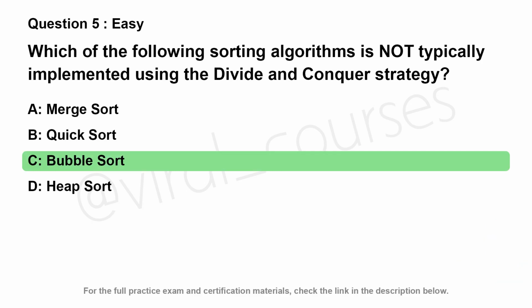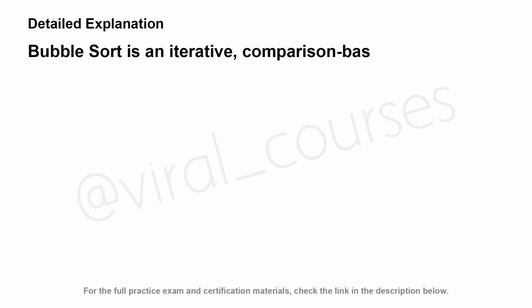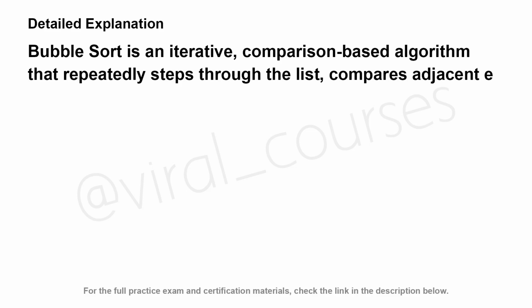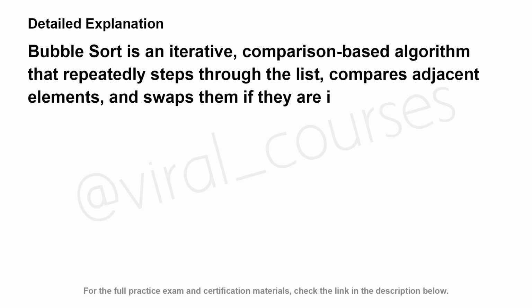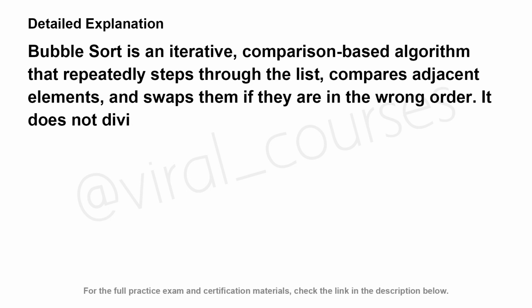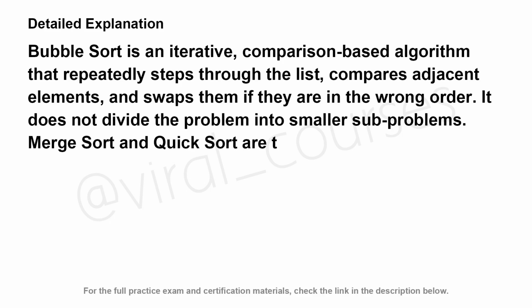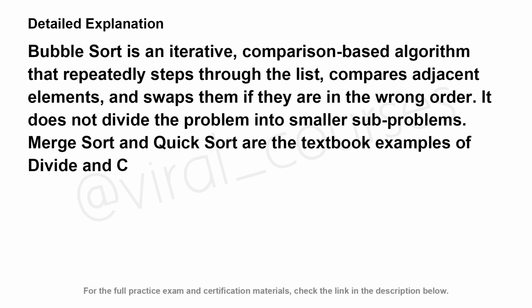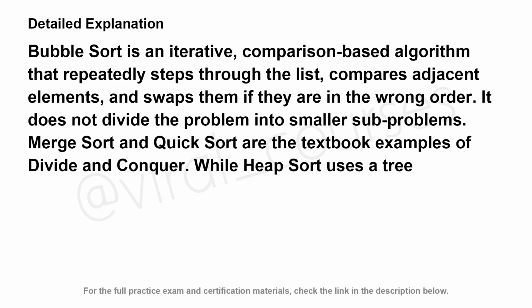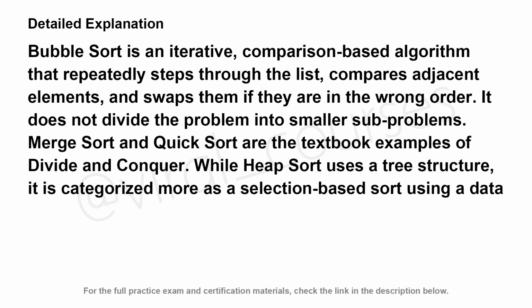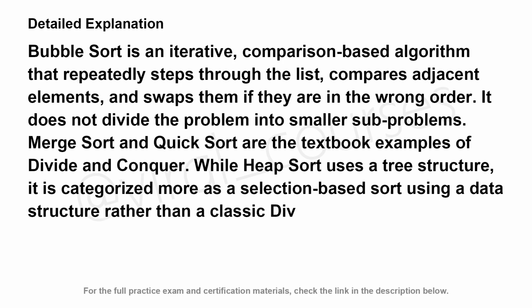The correct answer is C. Bubble sort is an iterative, comparison-based algorithm that repeatedly steps through the list, compares adjacent elements, and swaps them if they are in the wrong order. It does not divide the problem into smaller subproblems. Merge sort and quick sort are the textbook examples of divide and conquer. While heap sort uses a tree structure, it is categorized more as a selection-based sort using a data structure rather than a classic divide and conquer approach.